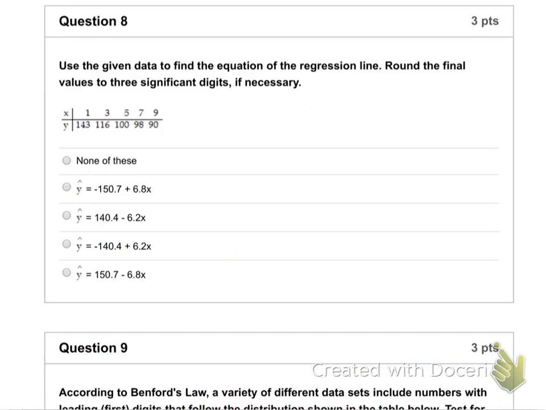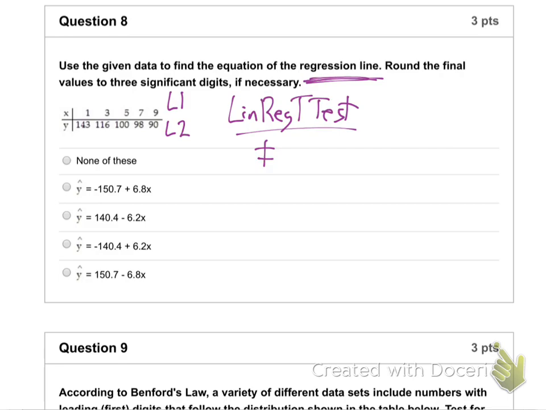Number 8, use the given data to find the equation of the regression line. Round the final value to 3 significant values. So regression line, you know what we're going to do. Linear regression t-test. So this is L1, this is L2. Linear regression t-test, and away we go. This should be an easy one. And we do the linear regression t-test. We always choose the not equals.